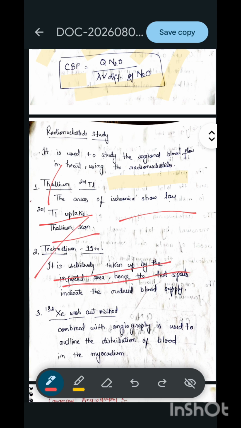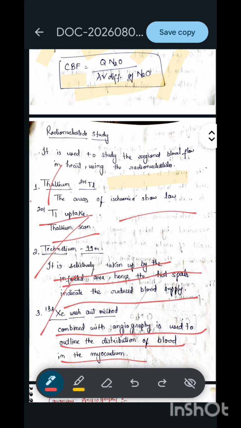Then you have the radionucleotide study. Radionucleotide study is to study the regional blood flow in the heart using radioactive substances like thallium, right? The areas of ischemia show low thallium-201 uptake, the thallium scan. Technetium-99m is selectively taken up by the infarcted area, hence the hot spots indicate reduced blood supply. Now, xenon-133 combined with angiography is used to outline the distribution of blood in the myocardium.